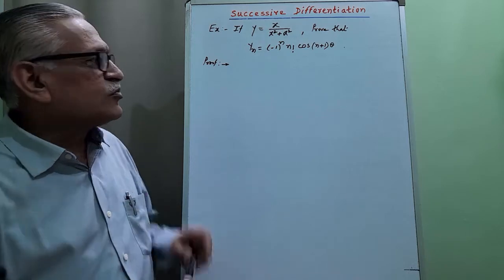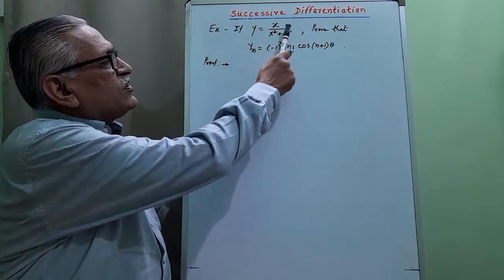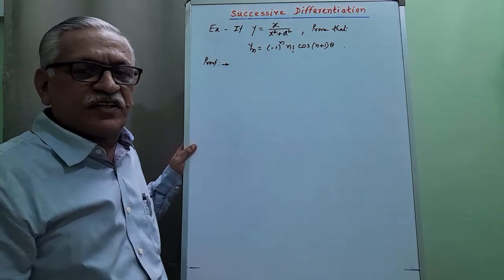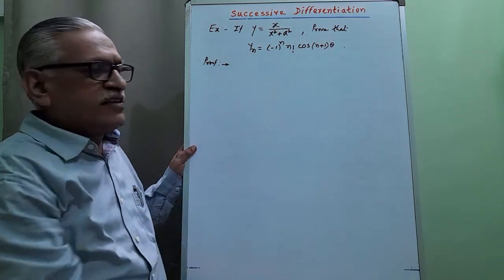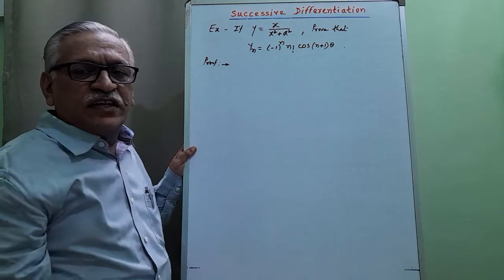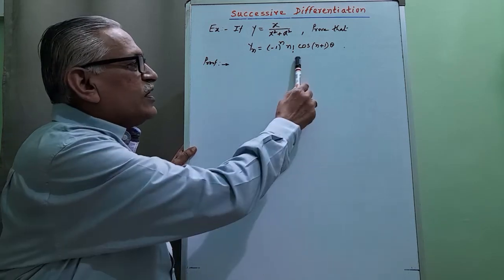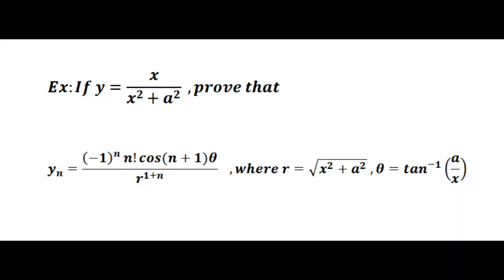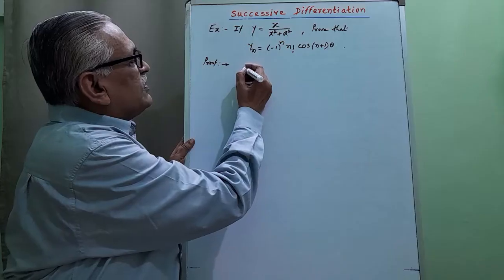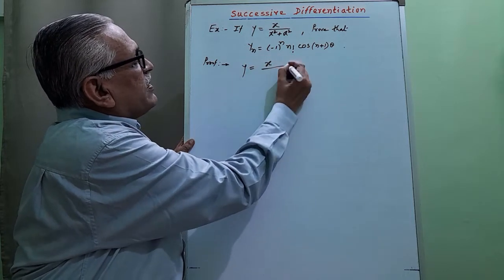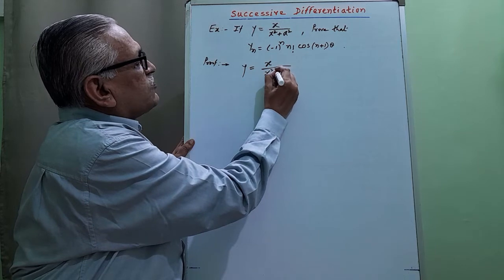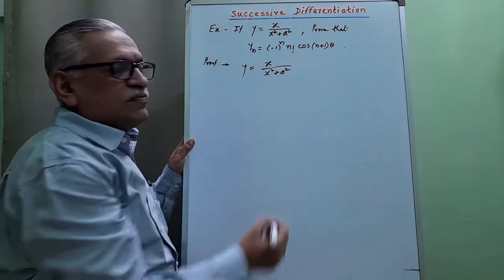Let us prove that if y is equal to x divided by x square plus a square, then the nth derivative of that term is minus 1 raised to n, factorial n, into cos of n plus 1 times theta. Here given is y is equal to x divided by x square plus a square.